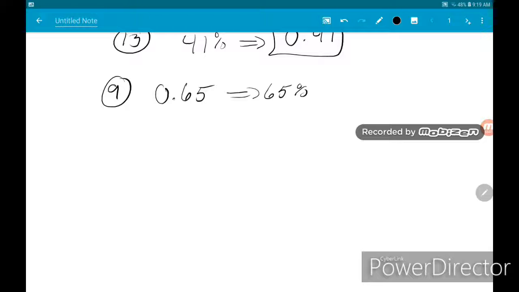Another simple one, number 17, 0.48, 48%. Give me number 3. Number 3 would be 100. No, just 1. Just 1? Yes. 100 divided by 100 is 1.